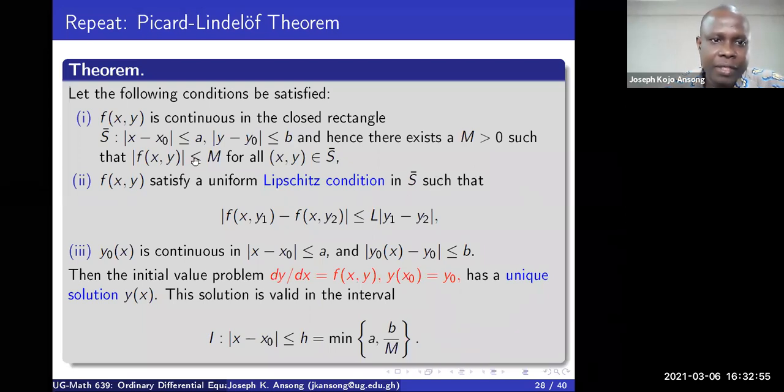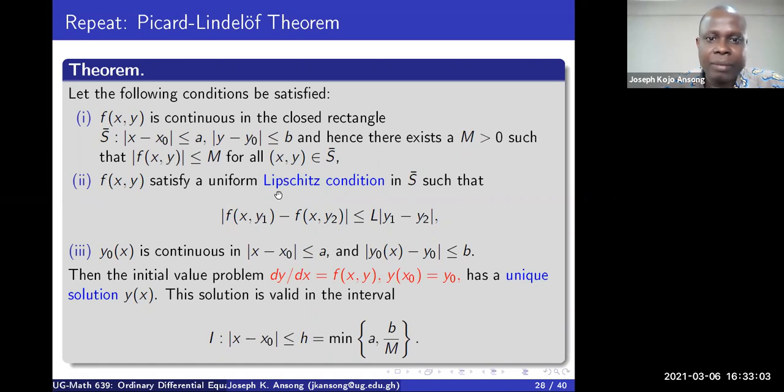F of x, y is to be continuous in a closed rectangle and therefore is bounded by some M. F has to satisfy a uniform Lipschitz condition, which is given by this. Y naught of x is our initial guess, which has to be continuous in the rectangle. Once these are satisfied, then we have a unique solution of the IVP given by this. And this solution is valid in this interval.